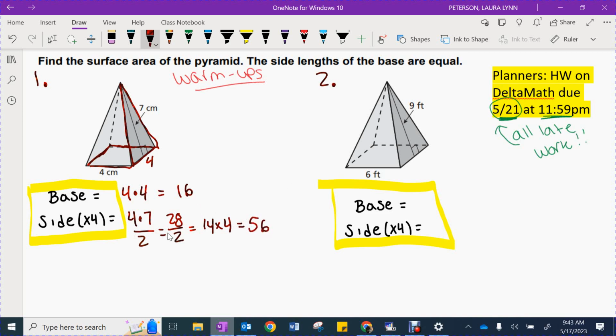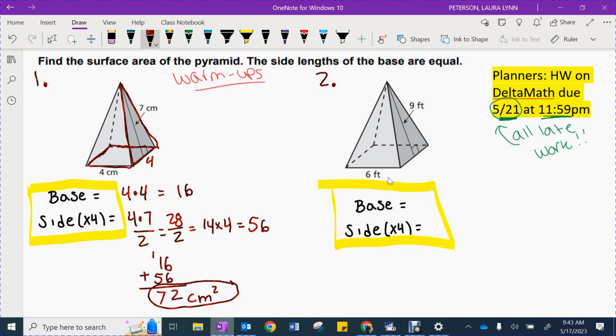Our final answer is adding 16 plus 56. 6 plus 6 is 12. Carry your 1. 1 plus 1 is 2. 2 plus 5 is 7. Remember, we need units. We measured in centimeters squared because we technically flattened it out.